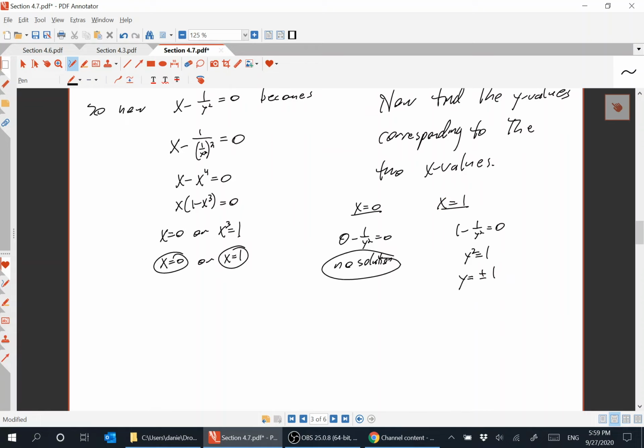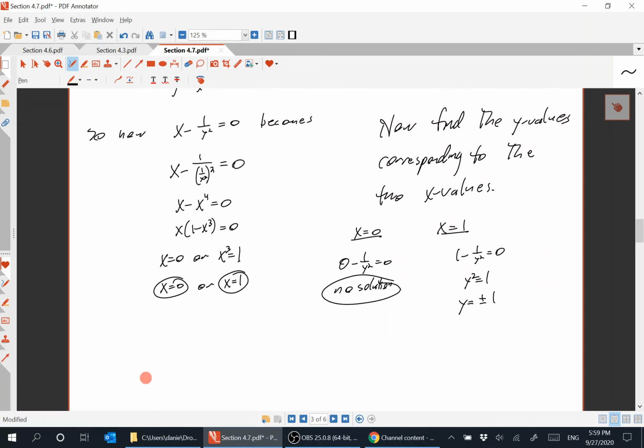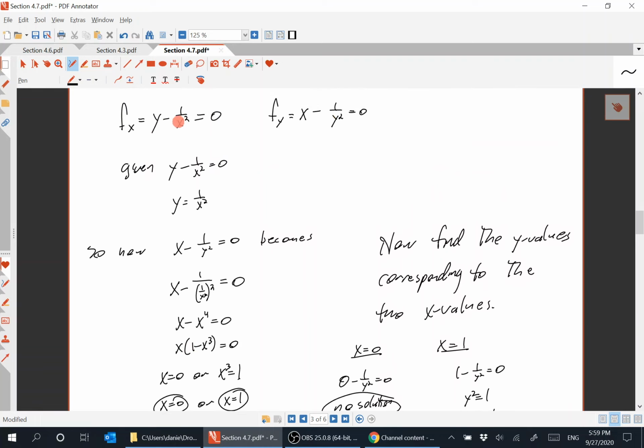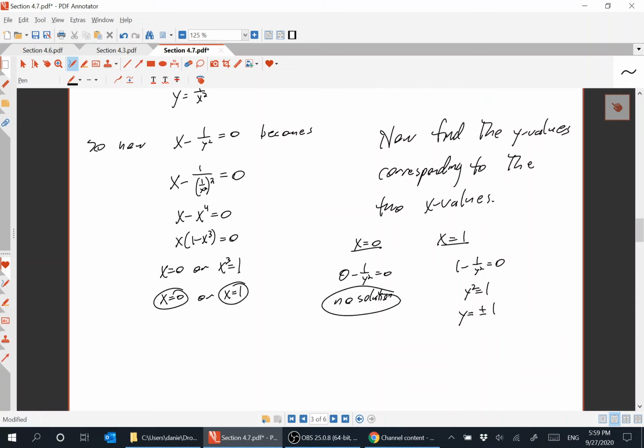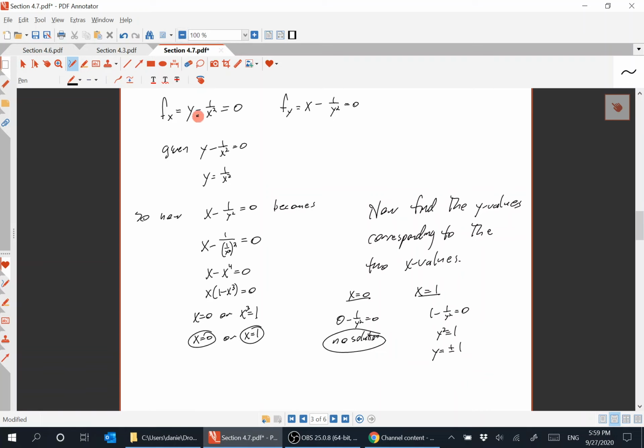So the critical points, hold on a second. I think maybe, yeah, with this one it just gives you y equal to 1. So this one gives you two solutions. There's two equations to pick. There's y minus 1 over x squared is 0 and x minus 1 over y squared equal to 0. And you plug in x equal to 1 into both of them. Unfortunately, that one gave you two solutions, but you have to solve both of them simultaneously.